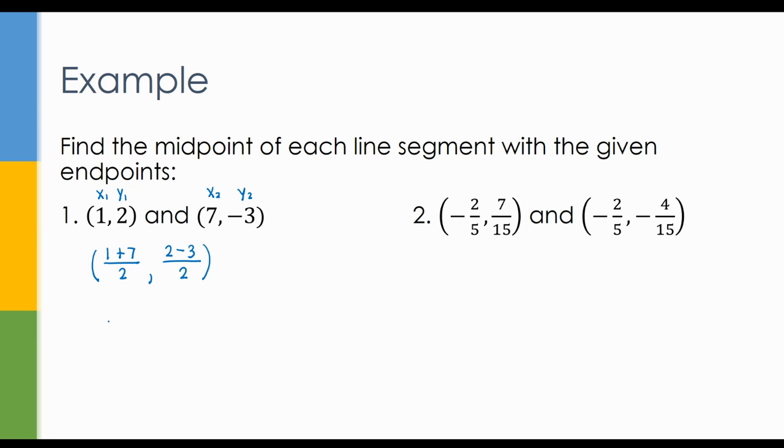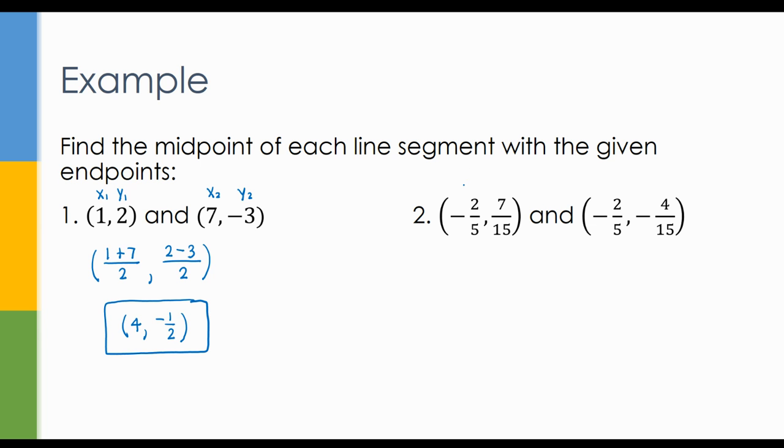Well, 1 plus 7 is 8. 8 divided by 2 gives us 4. 2 minus 3 is -1, and -1 divided by 2 will just stay a fraction, so it's just -1/2. If I could reduce that fraction I would want to, but this is my midpoint.